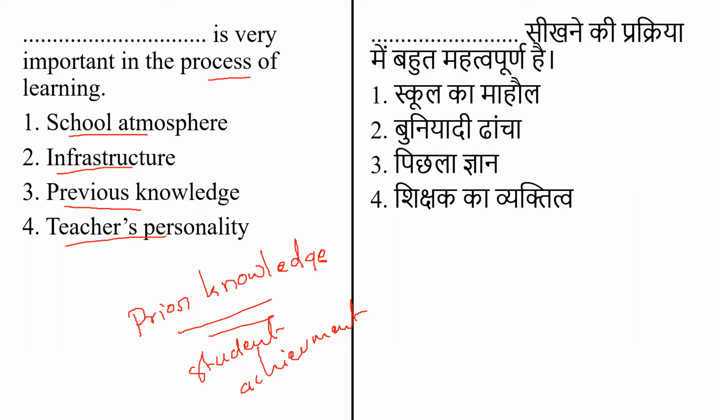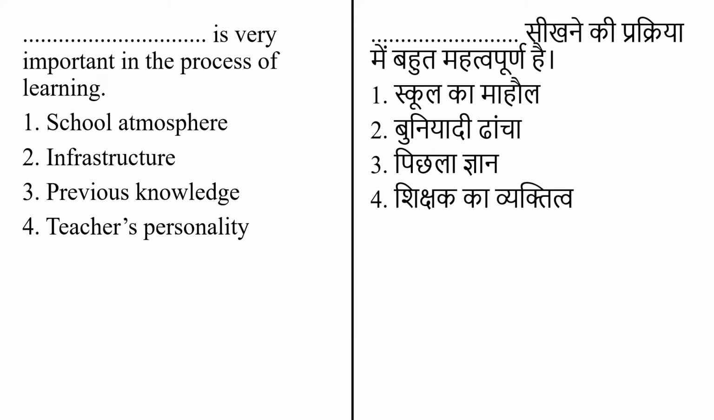The previous knowledge and the experience of the learner are directly related to the teaching process. Why? Because if we know about a certain concept, then it will be easy to understand that concept, right? So we say that the previous knowledge is very important in the process of learning. So here the answer will be option number 3, that is previous knowledge.